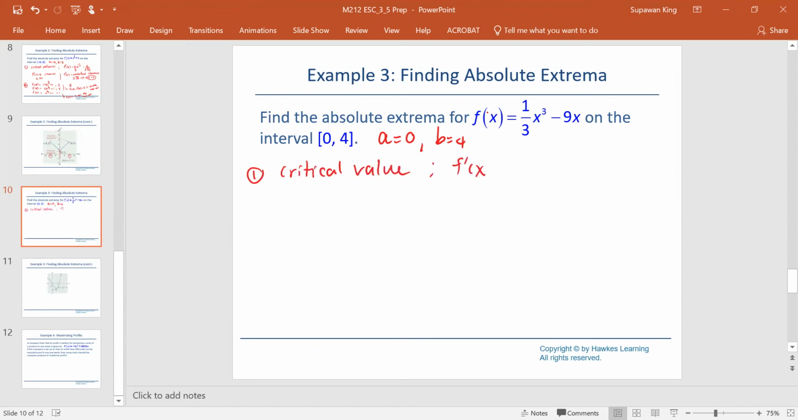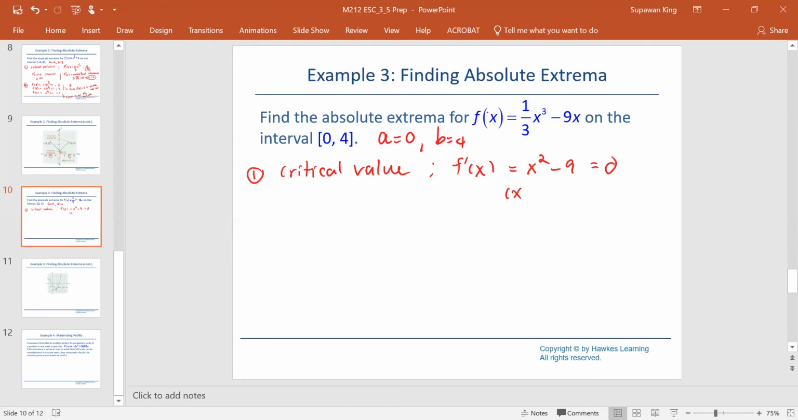Find f prime. f prime is x to the second minus 9. This is a polynomial function which is defined everywhere, so we do not have to consider the case that f prime of x is undefined. Critical value would be from solving for x for f prime of x equals 0.